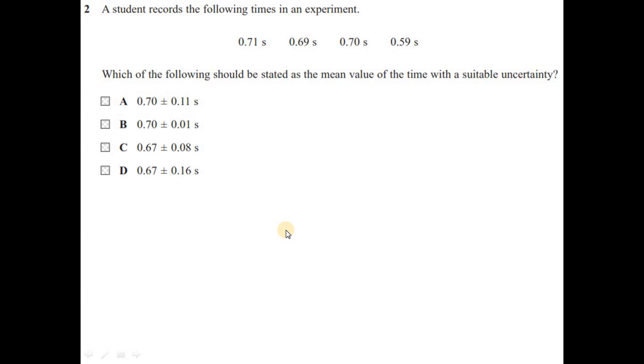Question number 2. A student records the following times in an experiment. So this is the data set. Which of the following should be stated as the mean value of the time with a suitable uncertainty? Again a typical question of Unit 3. Generally, not always, they want to check your recognition of anomalous readings, whether you can see the anomalous reading in the data set, delete it and consider the rest of the data set values in your calculation. So this is 0.71, 0.69, 0.70, 0.59. Clearly, this is your anomalous reading, so you need to discard this value for your calculation.